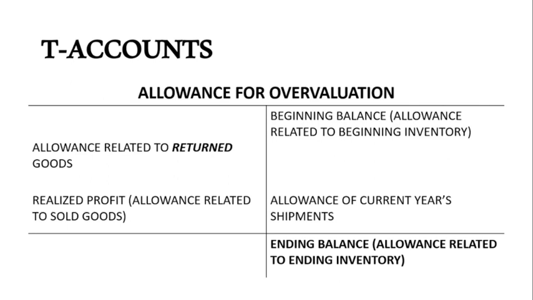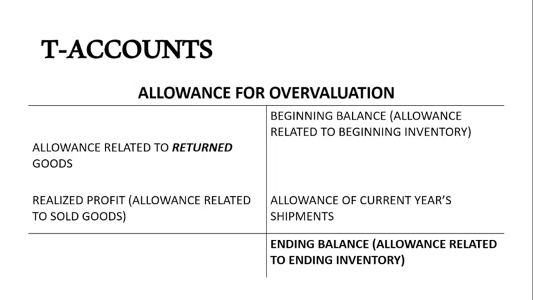On the debit side, our first item pertains to the allowance that is related to return goods. These are goods that are returned by the branch to the home office, maybe because of defects or unspecified items. And lastly, our second debit on the allowance for overvaluation T account is the realized profit. This is now the allowance that is related to the sold goods. And this is the thing that we need to find out, the realized profit.